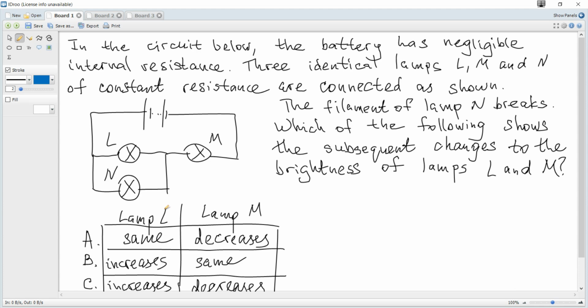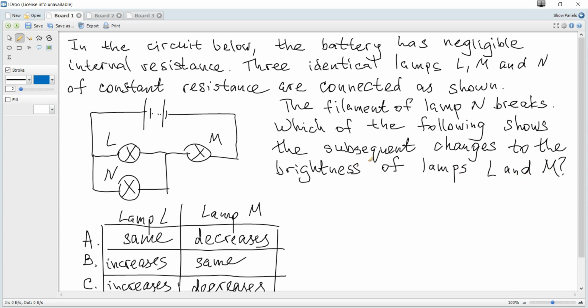In the circuit below, the battery has negligible internal resistance. Three identical lamps L, M, and N of constant resistance are connected as shown. The filament of lamp N breaks. Which of the following shows the subsequent changes to the brightness of lamps L and M?